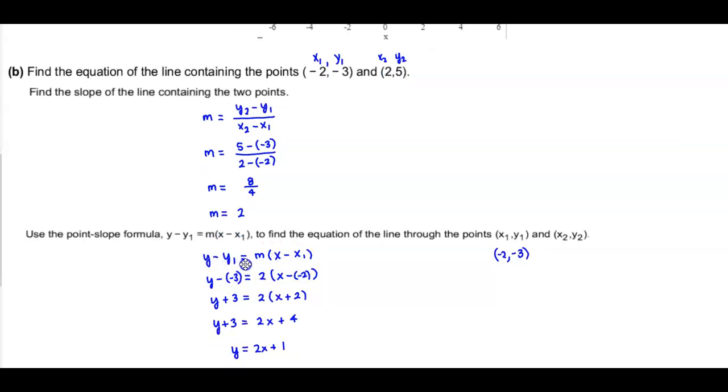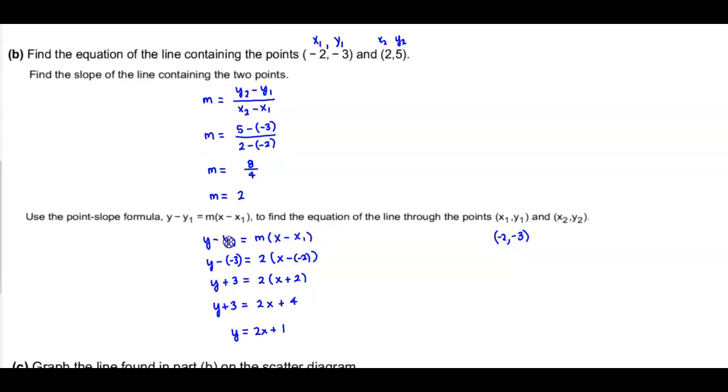So now here we have our point slope formula. y minus y1 equals m times x minus x1. So it's going to be y minus y1, which is negative 3, equal to the slope, which we found in the first part is 2, times x minus x1, which is negative 2. And now we need to simplify the signs here. So this is minus a negative 3, which becomes y plus 3, which is equal to 2. This is x minus a negative 2, which becomes x plus 2.